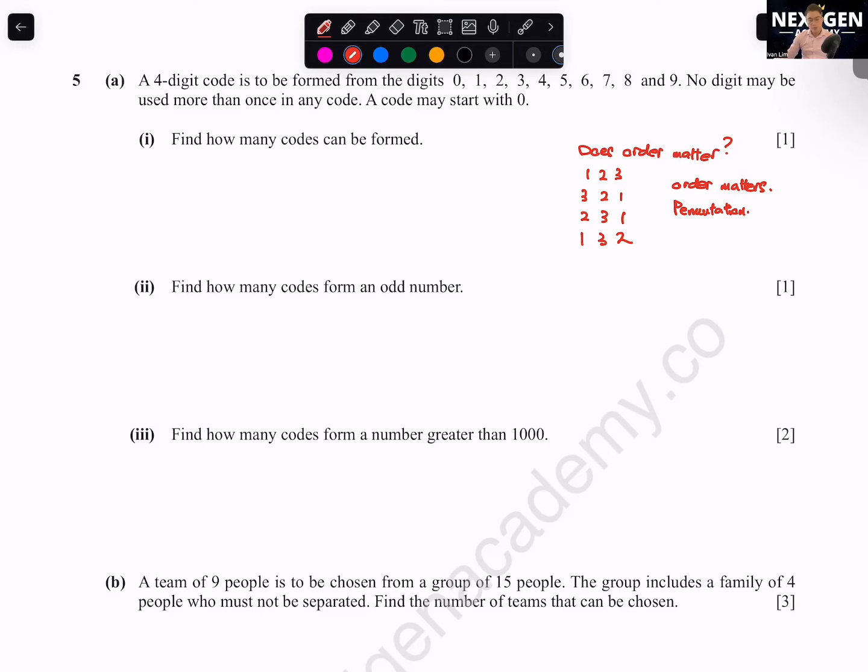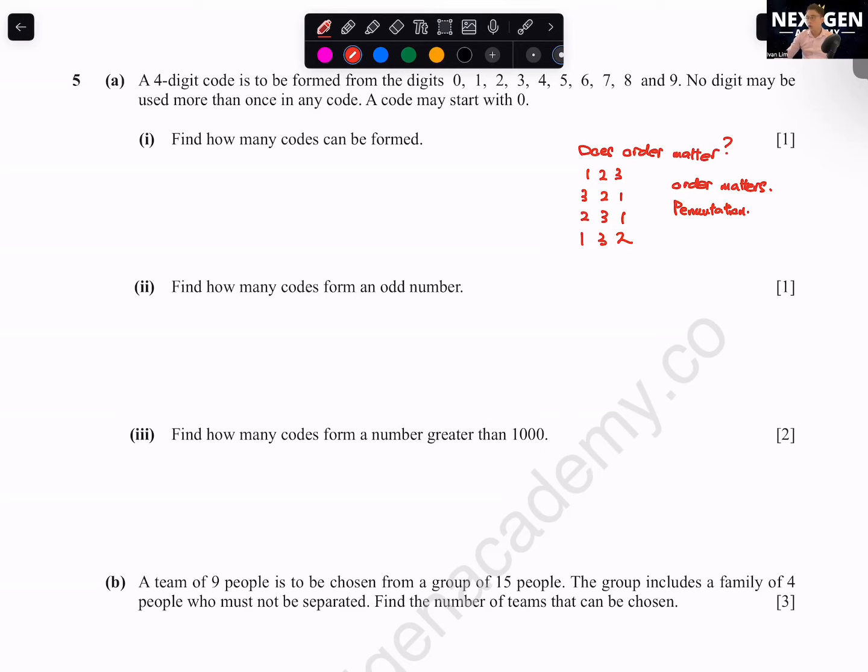Okay, so how can you remember whether permutation or combination? Permutation type of question often involves numbers, alphabets, how you want to arrange it. You arrange the colored books, the type of books on the shelf. So this type is a permutation question.